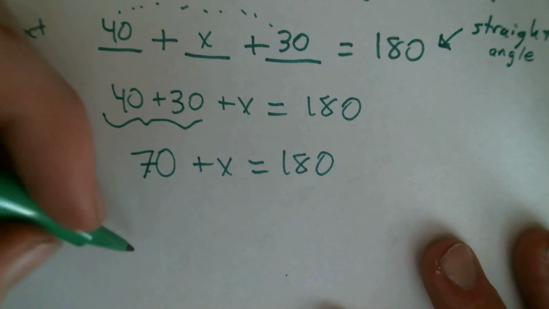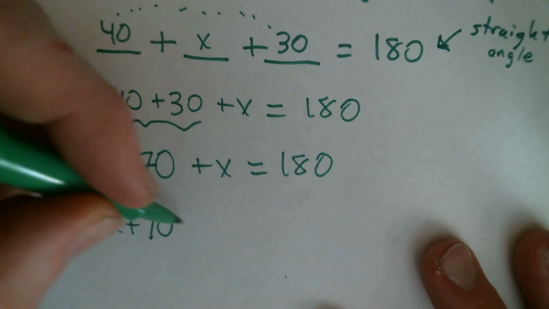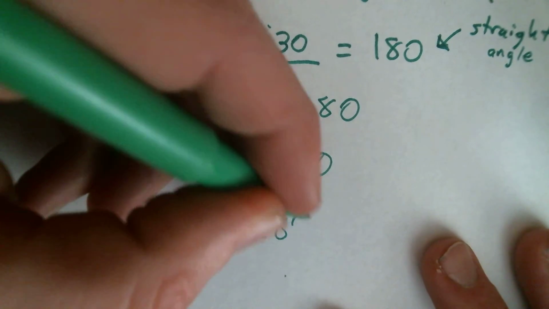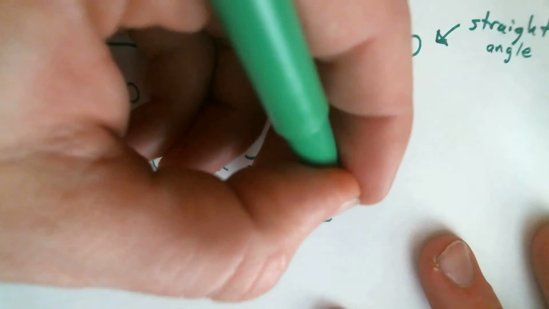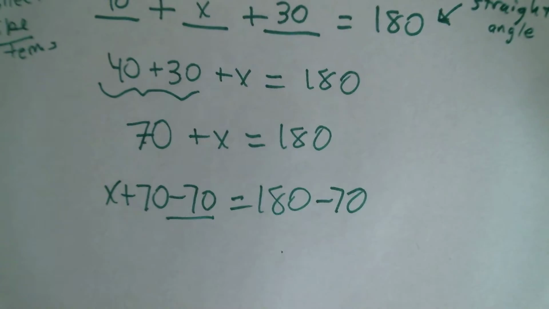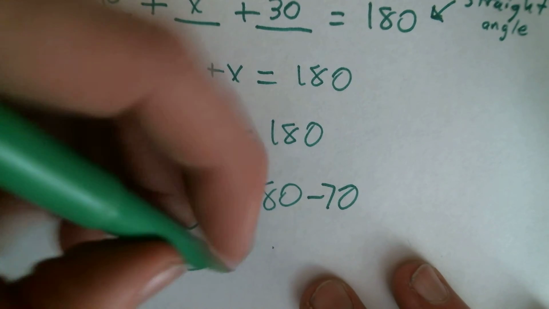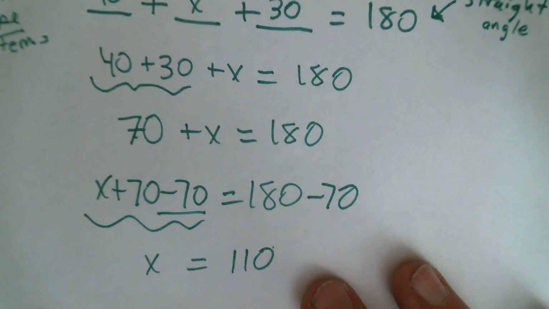Well, I need to get rid of that 70. So I'm going to do x plus 70 minus 70. And I'm allowed to switch that around, order does not matter. But obviously, if I do something to one side, I need to do the same thing to the other. So this would tell me, well, this equals x. 180 minus 70 equals 110.